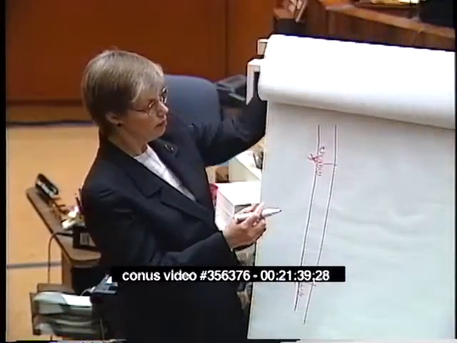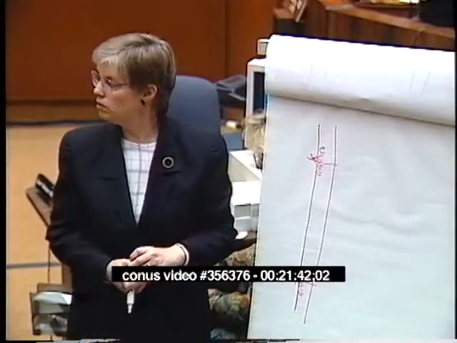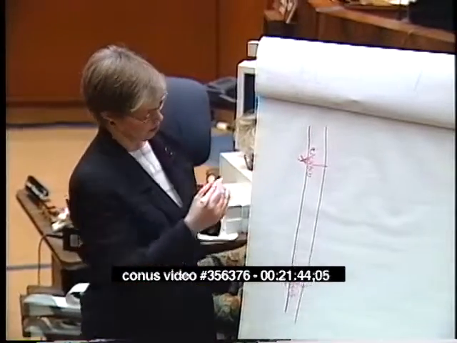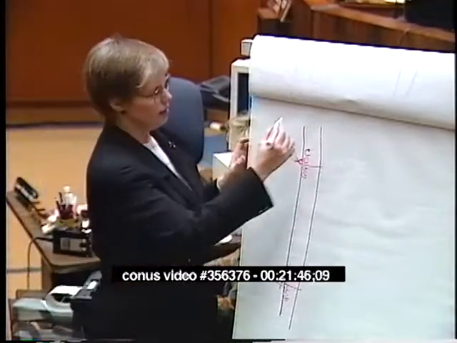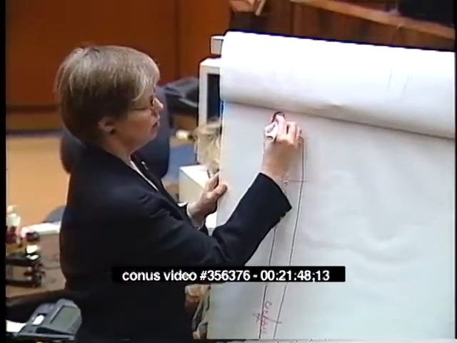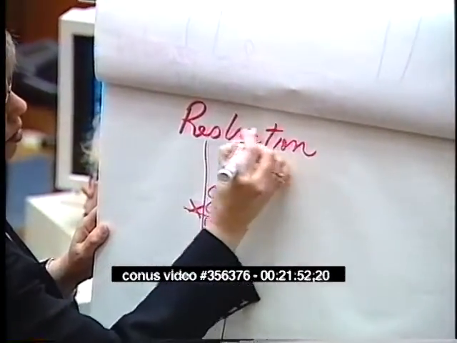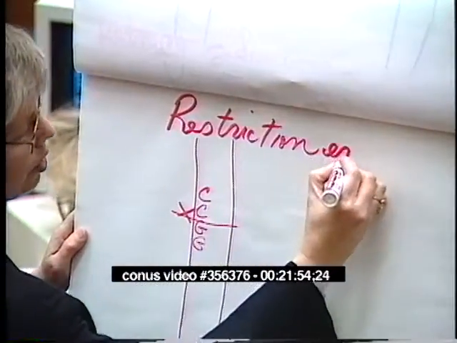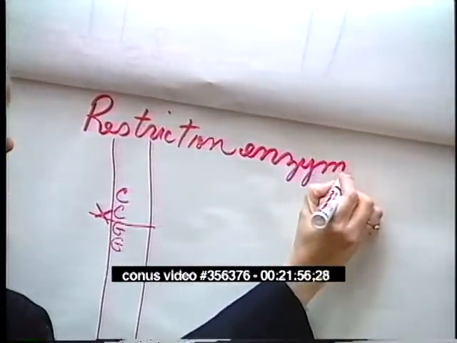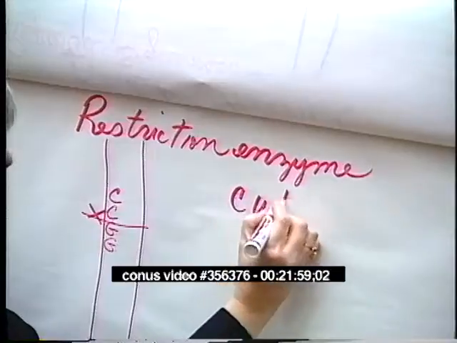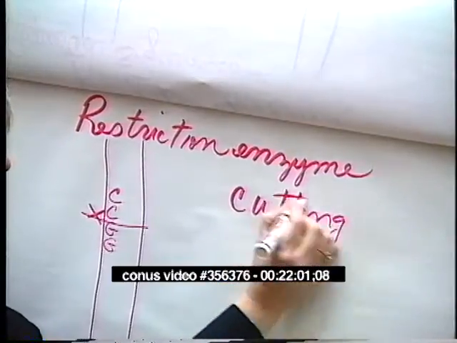Actually, while you're on that drawing, Dr. Cotton, perhaps you can label that restriction enzyme? Would that be an appropriate description, or let's not call it that. This is just an example of a restriction enzyme cutting site.